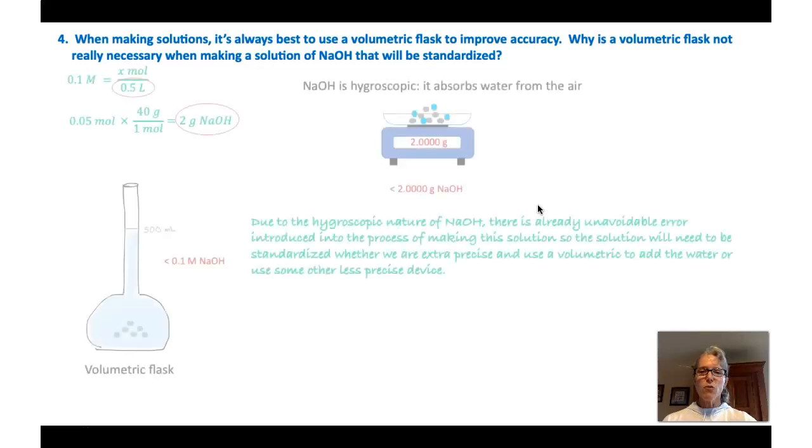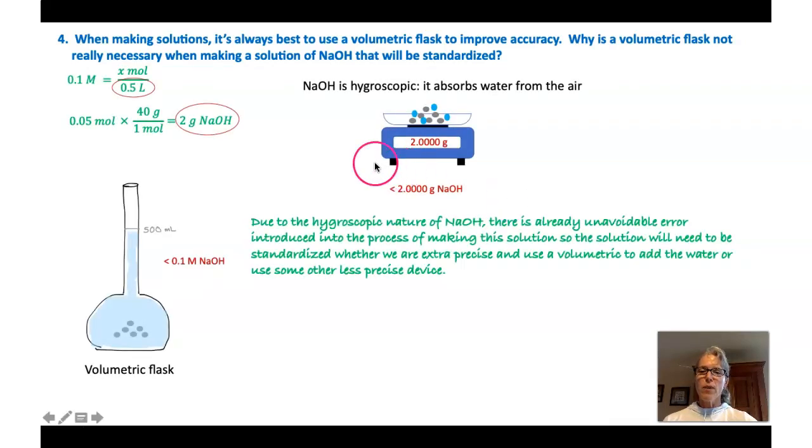Well, let's think this through again. Here are our calculations. We figure we need 2 grams of sodium hydroxide. Like I said before, we can put what we think to be sodium hydroxide on the balance and weigh it out precisely so it's exactly 2 grams. But because of its hygroscopic nature, we really have less than that. So when we put that sodium hydroxide into the flask, even if we're super careful with the water, we already have this large amount of error with the actual mass of sodium hydroxide added that we can't avoid. So being careful with the water really doesn't matter.